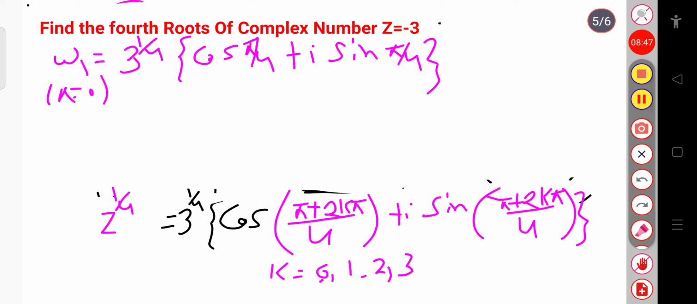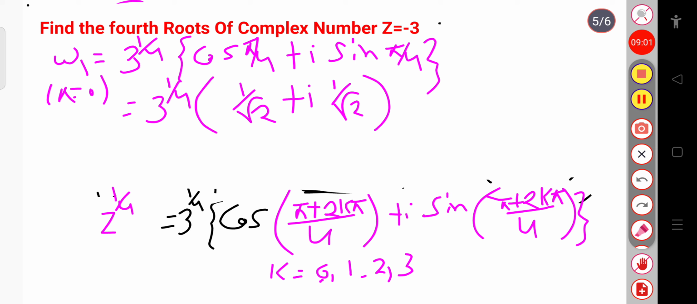This value cos pi by 4 is 1 by root 2, and iota sin pi by 4 is also 1 by root 2, and here there is 3 power 1 by 4. So this is the first root. Similarly you can calculate w2 with k equal to 1. This will be 2 pi plus pi, that is 3 pi by 4, with cos 3 pi by 4 and sin 3 pi by 4. For w3 you put k equal to 2 in the cosine and sine terms, and similarly you can calculate the fourth root.